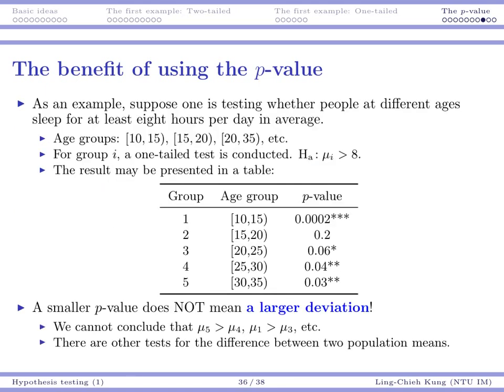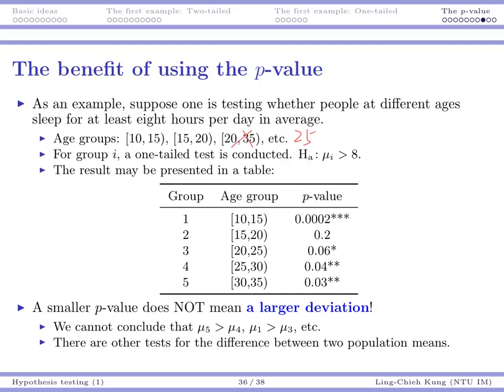As an example, suppose I want to test whether people at different ages sleep for at least 8 hours per day on average. Okay, so I divide people into different age groups, 10 to 15, 15 to 20, 20 to 25, etc. Okay, so I have 5 groups here. For each group, I have a lot of people, and then I collect a lot of sample data. For group i, I am testing whether mu_i is greater than 8.